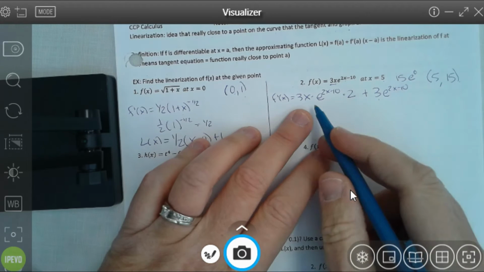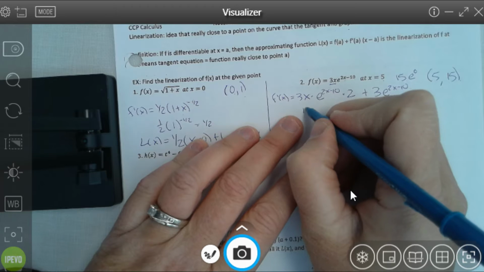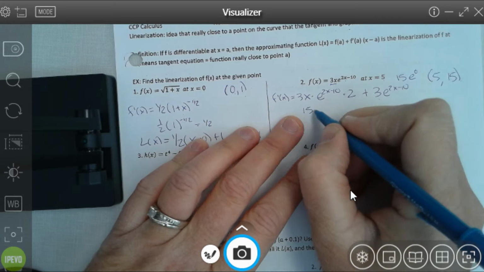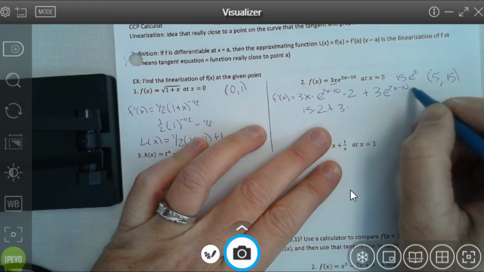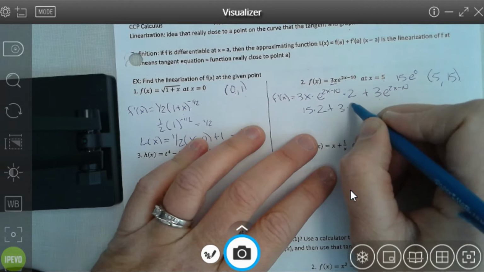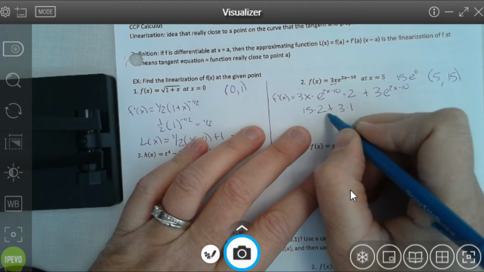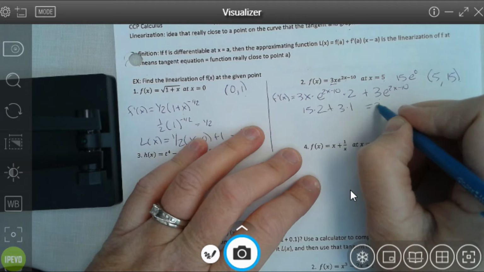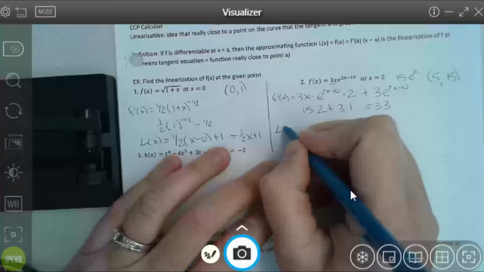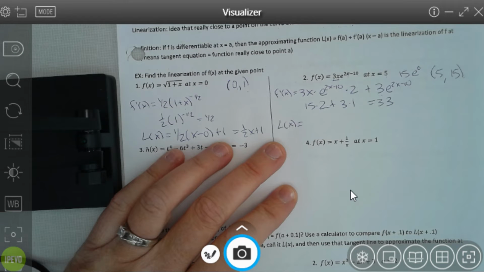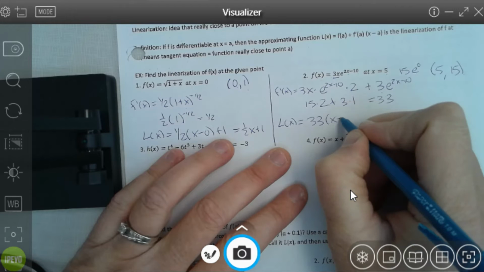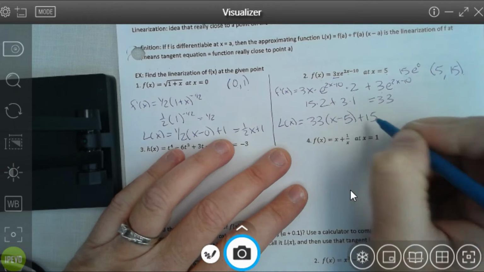So now plug in all your 5s into this. We got 15, and that exponent was still 0, times the 2. And 3 times, and that's still 0. So e to the 0 is 1. So that's 30 plus 3. So my slope is 33, I believe. And I'm not telling you I'm not going to make a math mistake as we do this, since I'm doing them so fast in here. So the slope is 33 times x minus my x plus my y.